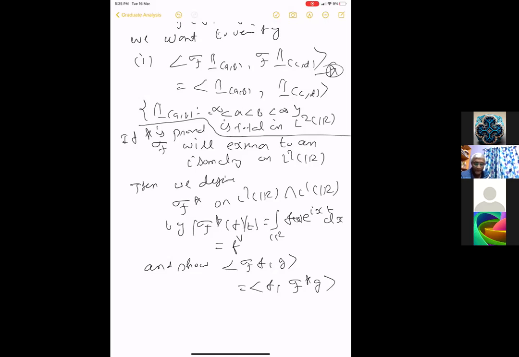Sir, what have you written in this line? We define f star on L2R intersection L1R by f star of f at t equal to integral f of x e power ixt dx. You multiply by e power ixt and then integrate on R. It's similar to the Fourier transform except for a minus sign. That's all. The inverse Fourier transform at t is the Fourier transform at minus t. It's not precisely that; there will be some constant playing around. That's all. It's fine.